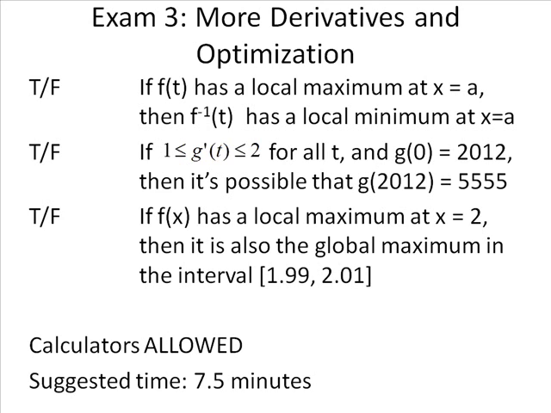And then the last case: if a completely different function, f of x, has a local maximum when x is 2, then we also know for a fact that it has to be the global maximum in the interval of 1.99 to 2.01. So since we have that maximum there, then it's obviously got to be the global maximum in between this very small window. True or false?